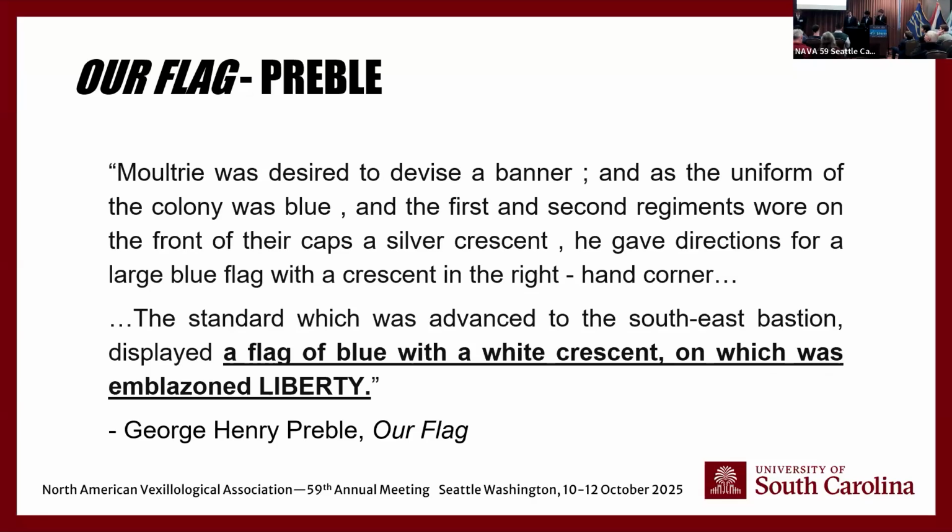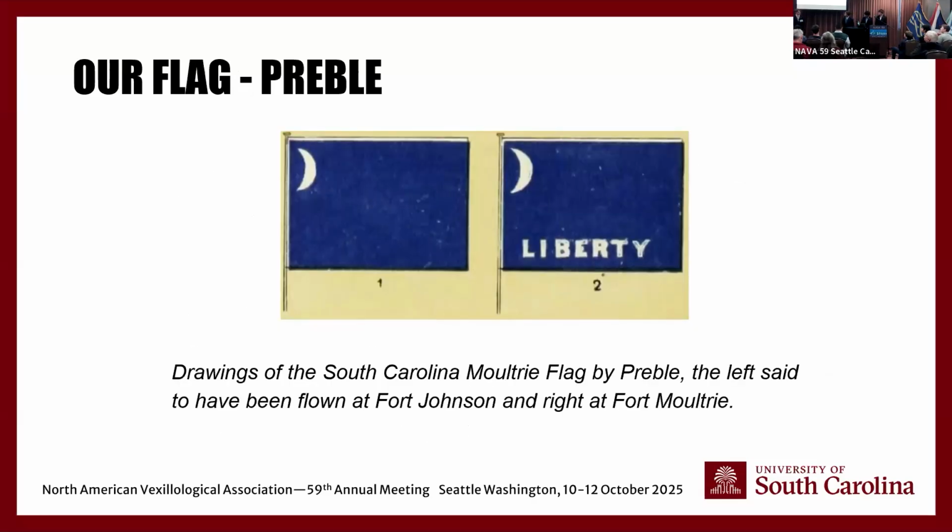And if we go to the next slide here, this is Preble's drawings. The first flag is Fort Johnson, and the second flag was at Fort Moultrie. Now, it's very important to understand that, as I'm sure all of you know, Preble was a northern vexillologist. So he didn't have as many direct ties to the region as some other sources and vexillologists we'll see here today. Preble, in fact, was the first person to introduce the concept of the word liberty being on the field of the flag. And there are several sources after Preble that reference this again and again and follow this sort of field of thought. But the original camp that supported this idea that liberty was on the field came from Preble's work.